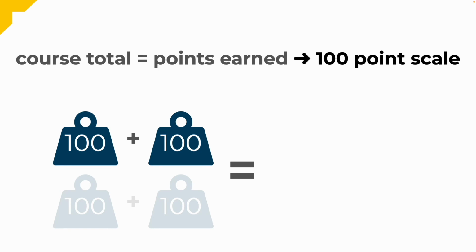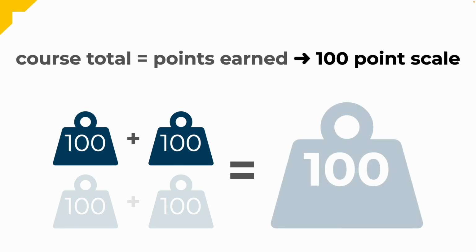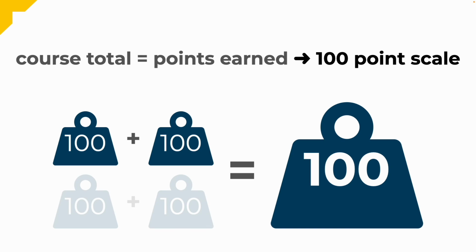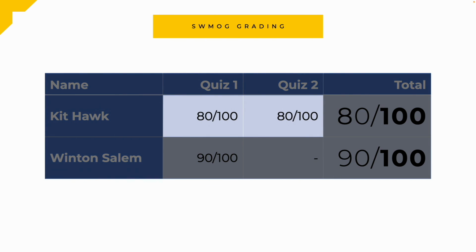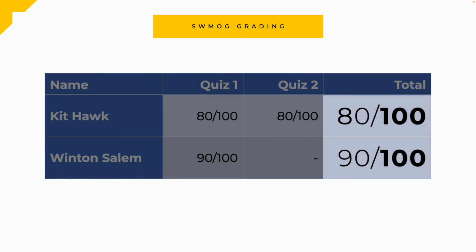So in a course with 4 assignments worth 100 points each, if I've only entered in grades for 2 of those assignments, they will still be converted to a 100-point scale. This also means that if you've entered grades for some students, but not others, they will still have a course total calculated out of 100 points each.